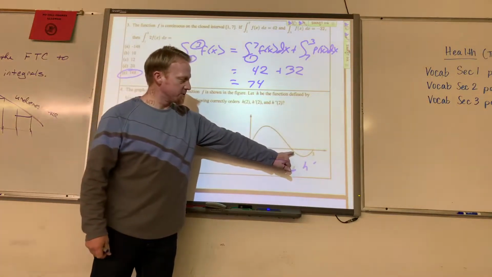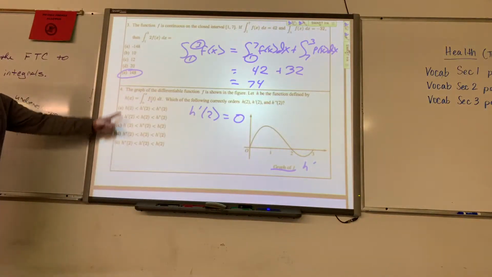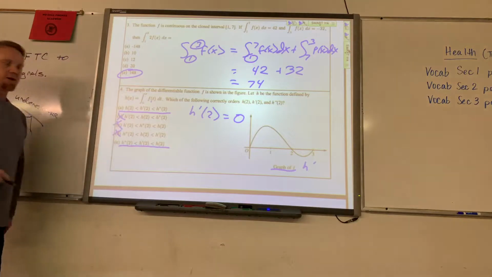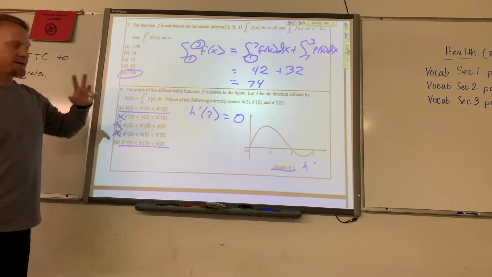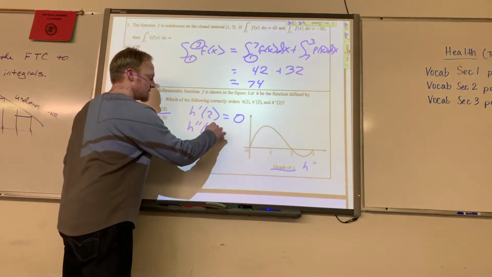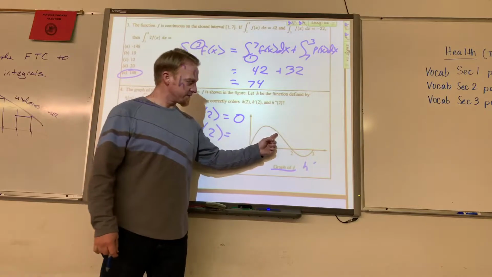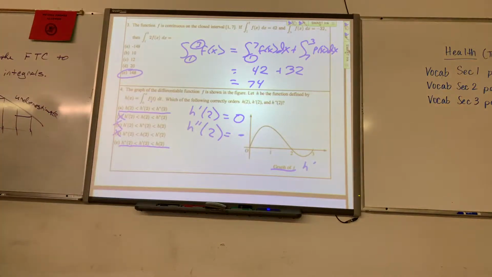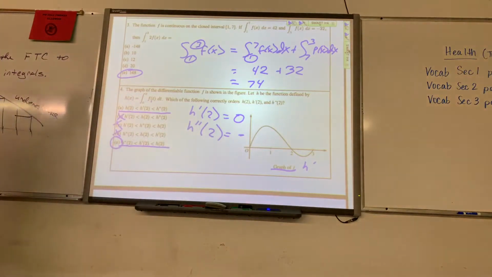So h prime of 2 is 0. I know h prime of 2 is equal to 0, so that means h prime has to be in the middle. It's in the middle here, and it's in the middle here. So that means these three are not possibilities. Now, there's two different ways I can figure out the other ones. If I'm looking at the graph of h prime, then to determine what h double prime of 2 is, I just need to look and determine whether it's increasing or decreasing here. In this case, we are decreasing, so h double prime of 2 is negative. So that means this one has to come first, so my answer has to be E.